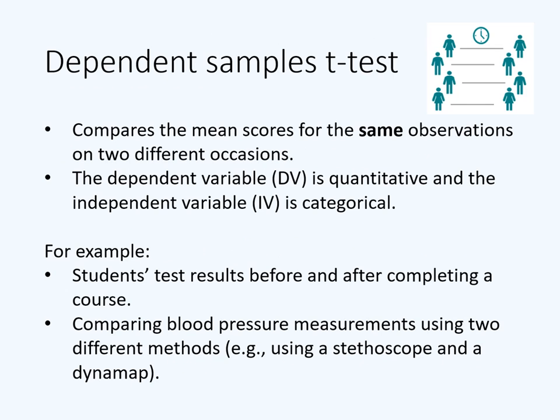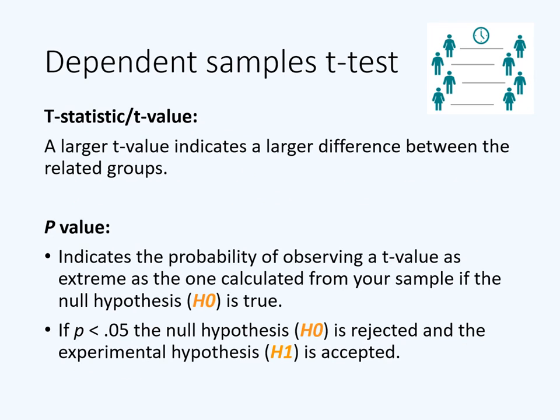The dependent samples t-test compares the mean scores for the same observations on two different occasions. Again, the dependent variable is quantitative and the independent variable is categorical. For example, we might compare students' test results before and after completing a course. In this case, the quantitative dependent variable is test scores and the categorical independent variable is time, so before versus after. So the measurement values are taken from repeated measurements with the same people. Each person or observation has a pair of measurements. A larger t-value indicates a larger difference between the related groups.